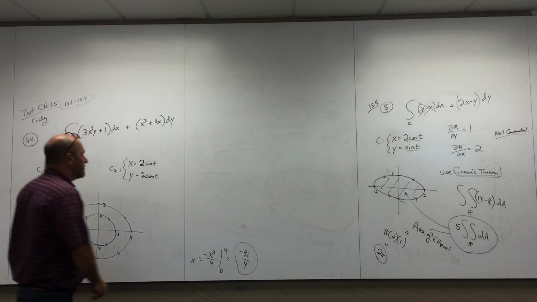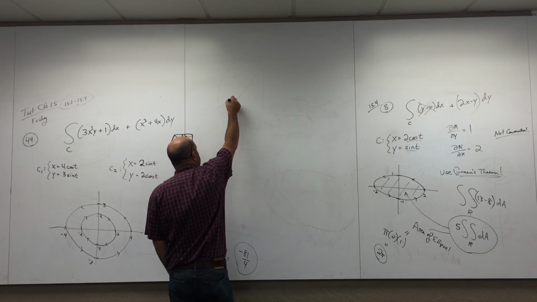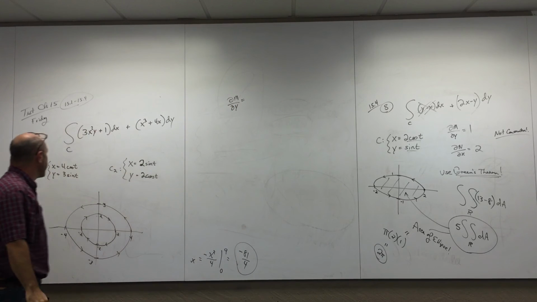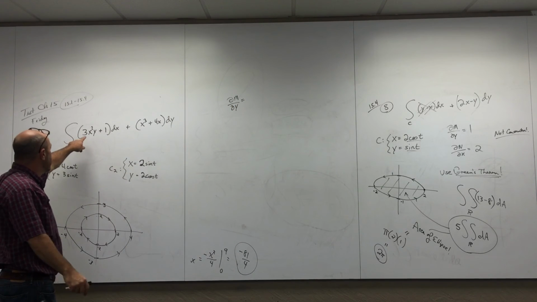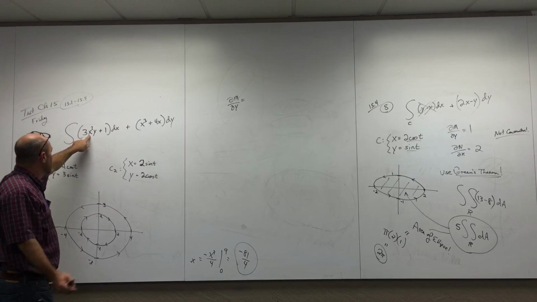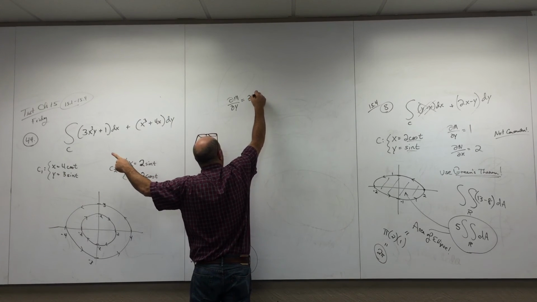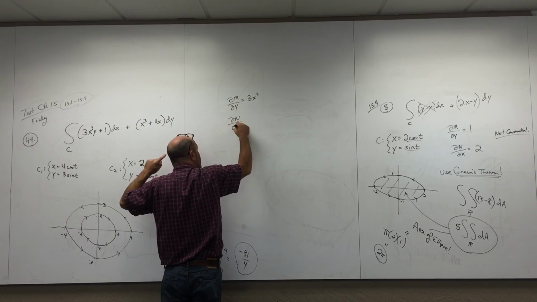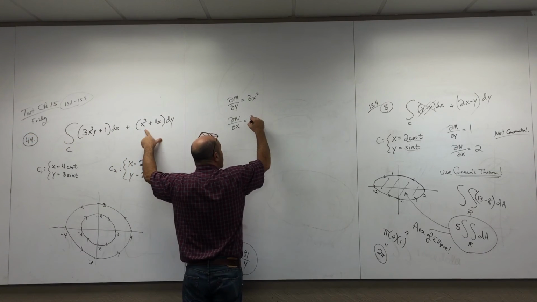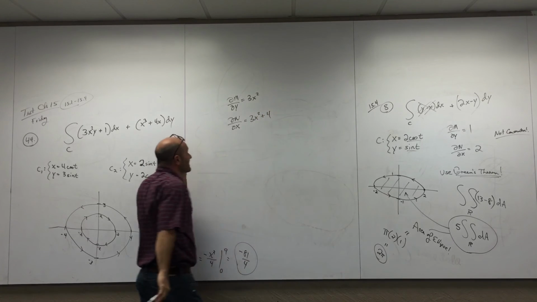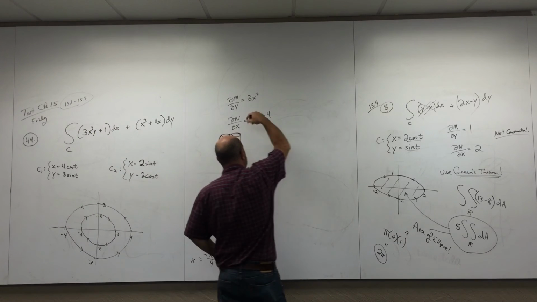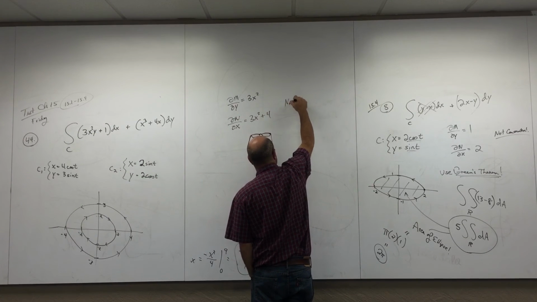Well, is it conservative? I've got to figure that out. What's dM/dy? That's what I need. dM/dy is 3x squared. What is dN/dx? 3x squared plus 4. Okay, cool. That's kind of cool. So is it conservative? No, it's not conservative. They have to be equal. It's kind of close, but no, not conservative.